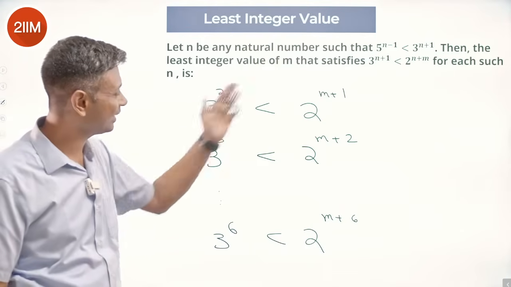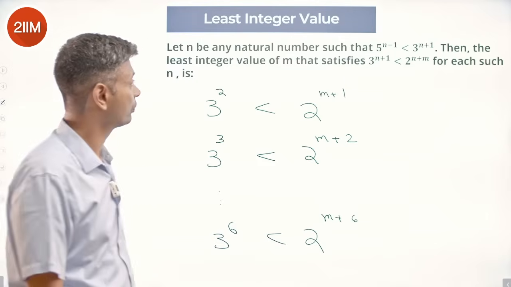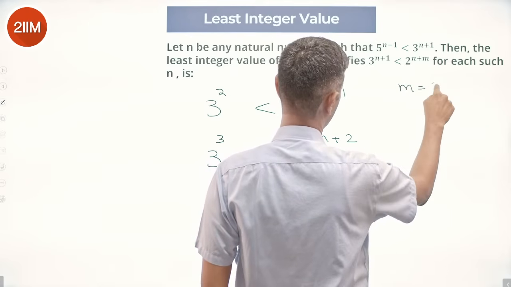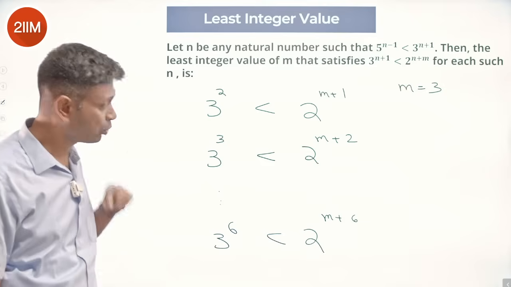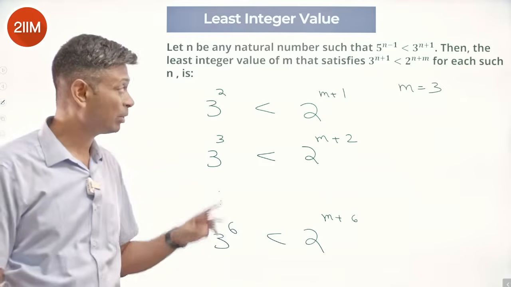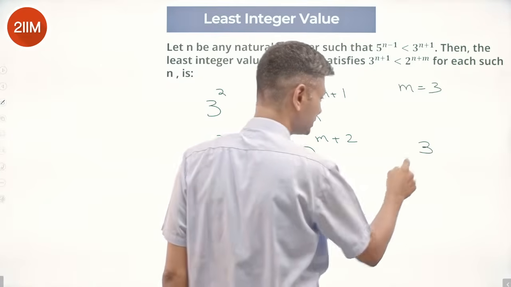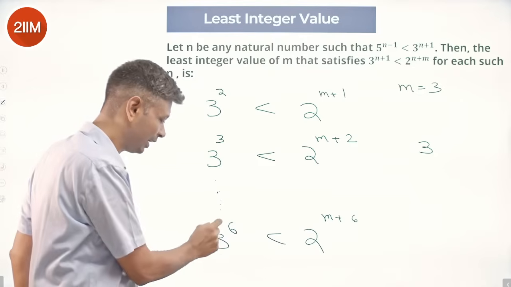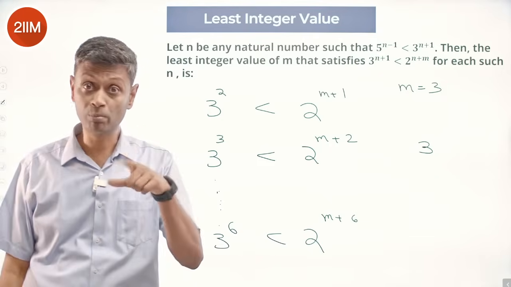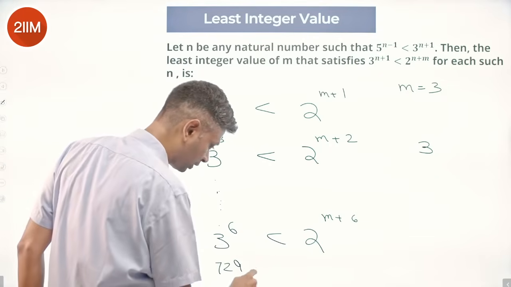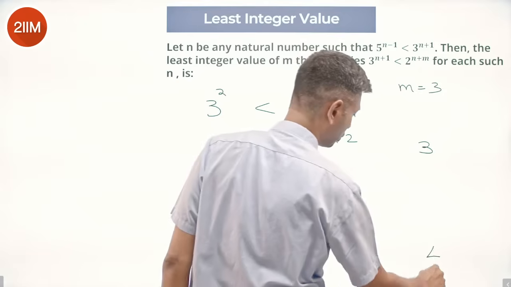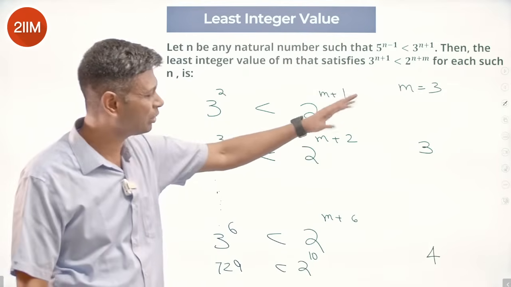Okay. 3 squared is 9, 9 less than 2 power m plus 1, 9 less than 16. For this case, m is 3, 2 power 4. 3 cubed is 27, it should be 32, m plus 2 is 5, m is 3. Straight away I sense that I don't need to do every number, I'll go here. And 3 power 6 is 3 squared whole cubed, 9 cubed, 729 less than 2 power 10, m plus 6 is 10, m is equal to 4. Somewhere it goes from 3 to 4.